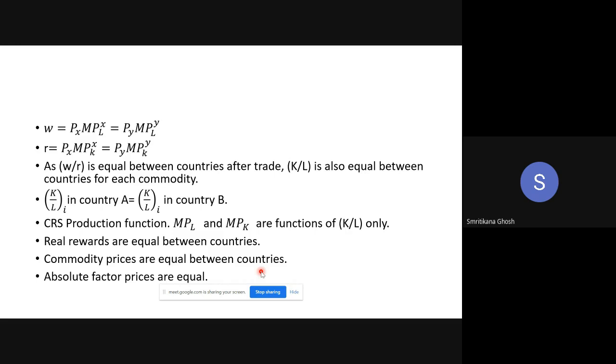You are not moving your factors, you are moving your commodities, the final products. But through this movement, factor prices between the countries will become equal.